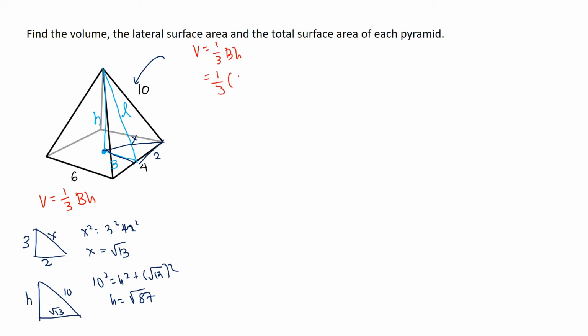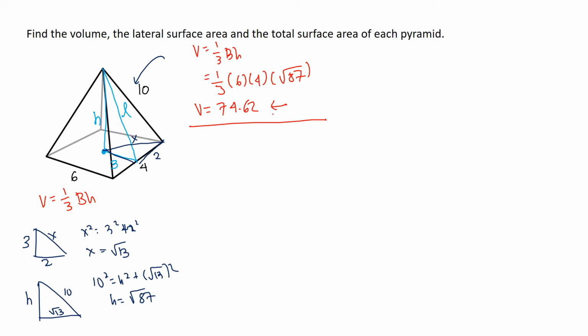What is your base? 6 times 4. The height is the square root of 87. So how much is it? Let's solve, class. That is 74.62. So that is your volume. As simple as that.